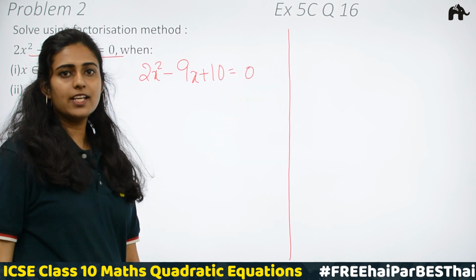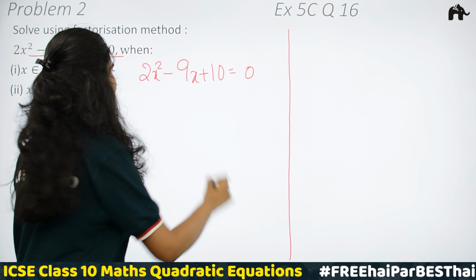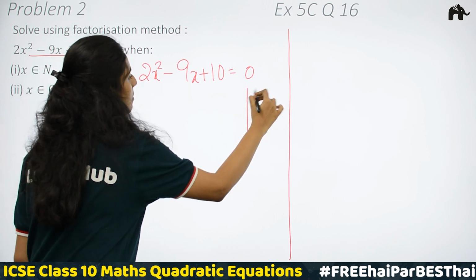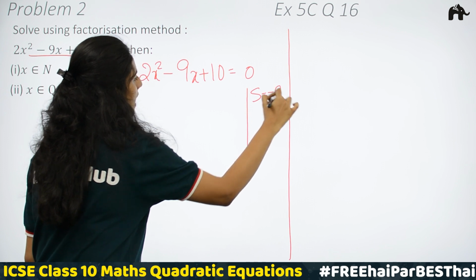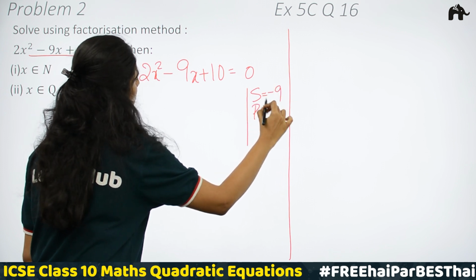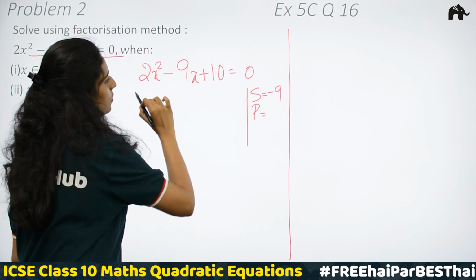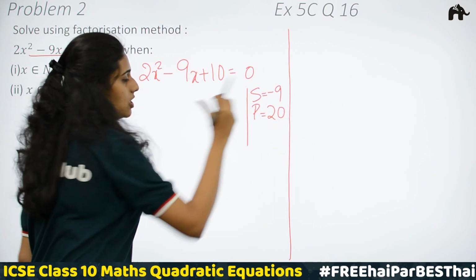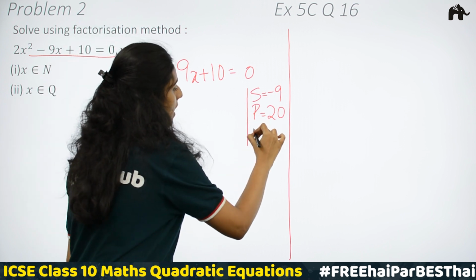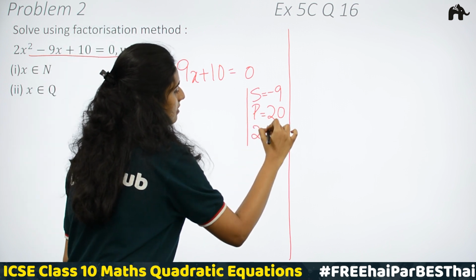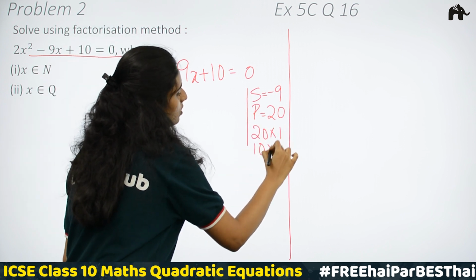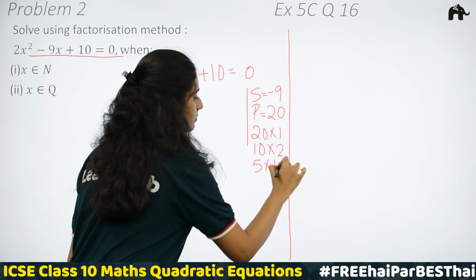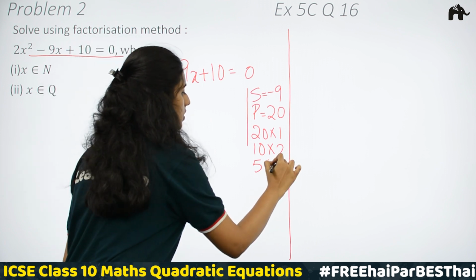Okay. Next, what to do? We have to factorize this. Here, we have to choose two numbers such that the sum is equal to minus 9 and the product is equal to a into c, 2 into 10, 20. To get product 20, we have to multiply either 20 into 1 or 10 into 2, then 5 into 4. 5 into 4 is 20.